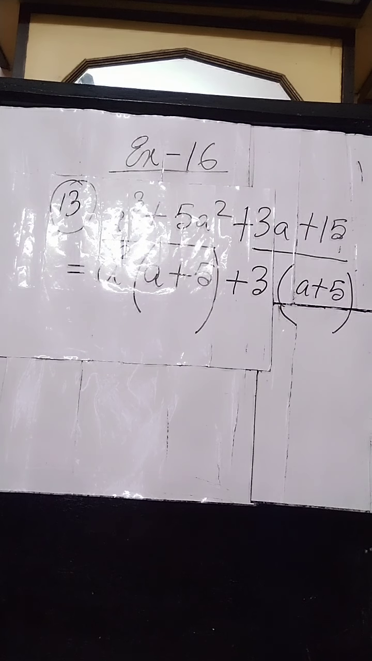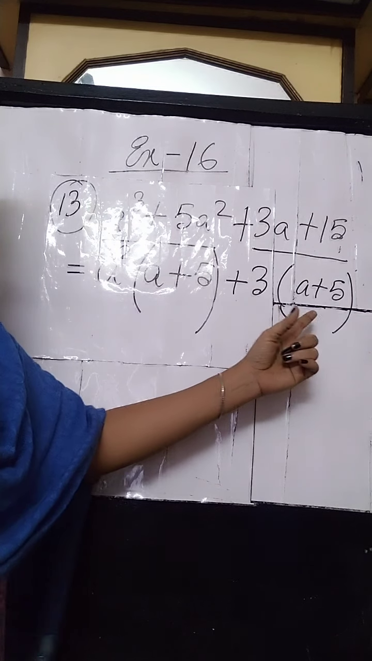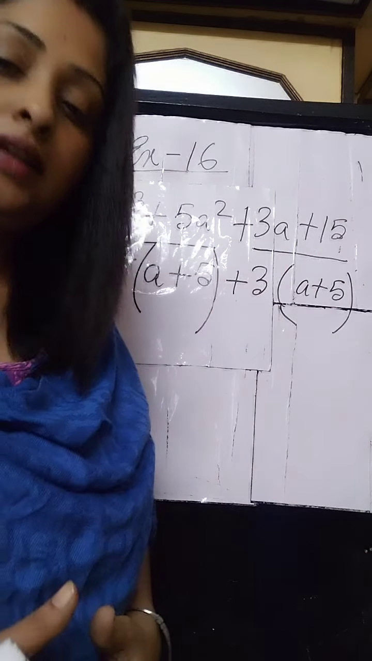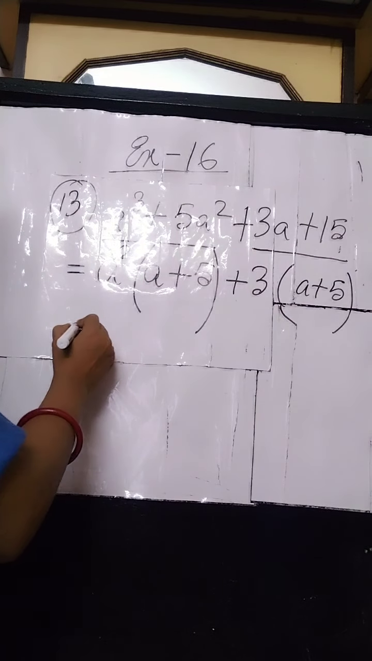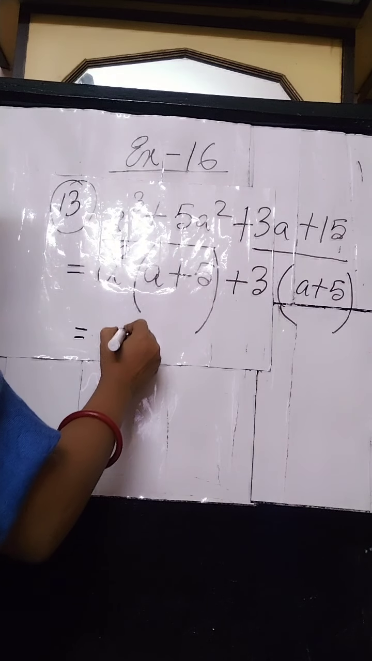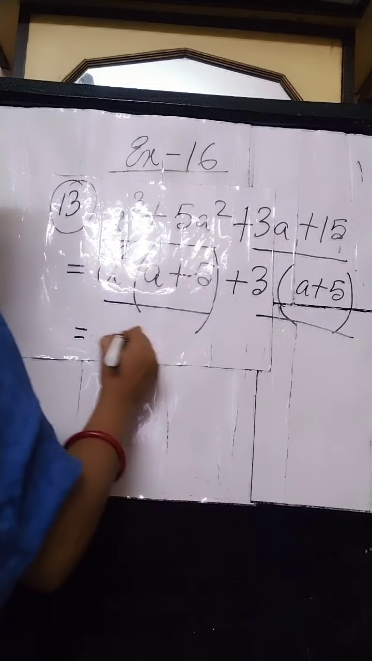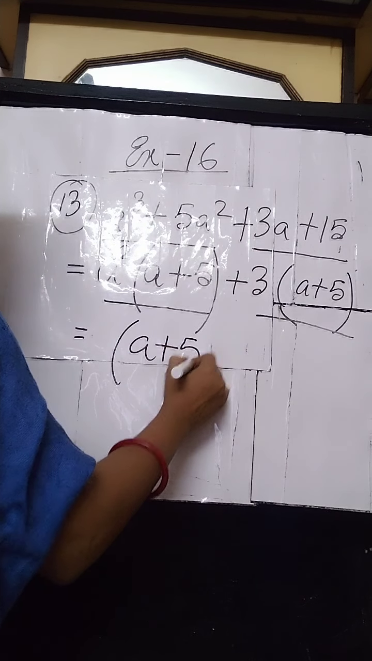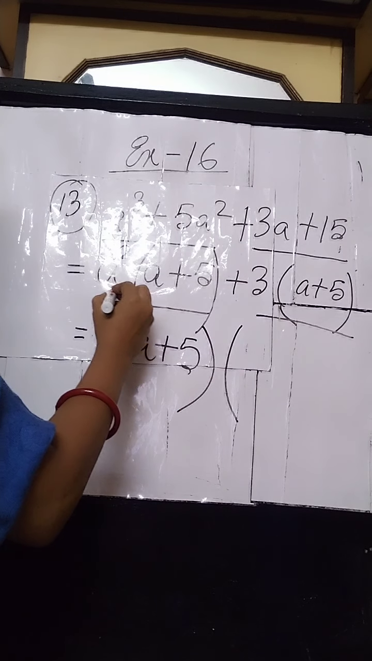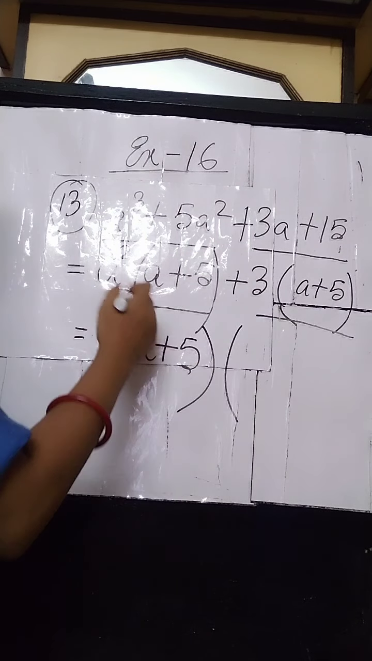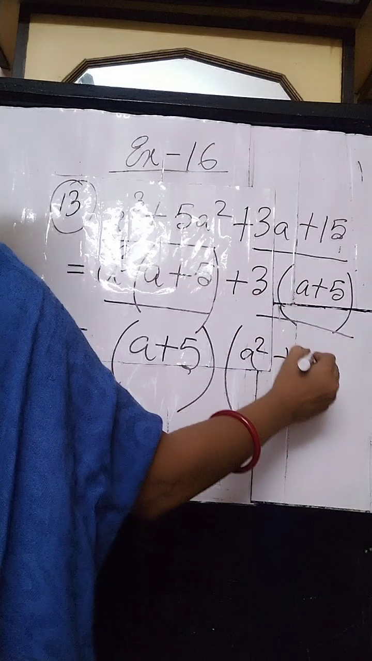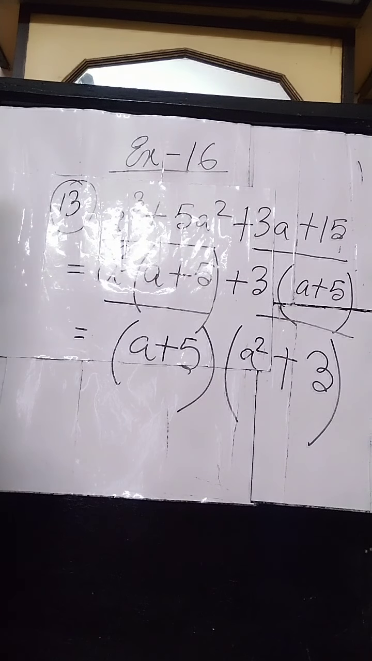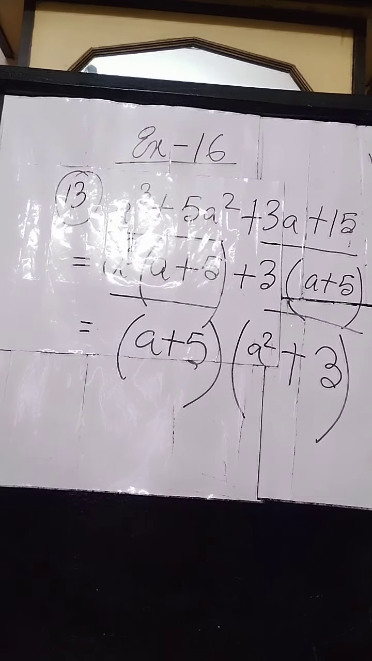As you can see, we have got a plus 5 as a common factor in both expressions. This is what I wanted to tell you, that a plus 5 is the common factor that we are getting over here. So we will take a plus 5 as the common factor, and the remaining factors in these two expressions are, first a square, and then plus 3 remaining in the second expression. So a square plus 3. This is the answer of the sum: a plus 5 and a square plus 3.